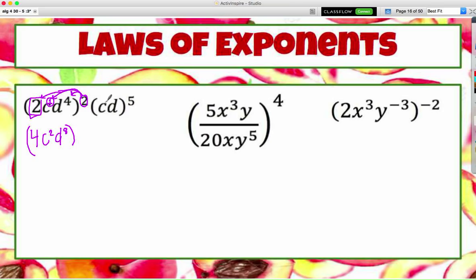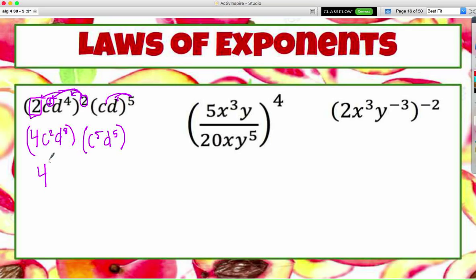On the next parentheses, there's an understood 1 with both of these, so I'll distribute the 5 to both the 1 and the 1, and since it's power to a power, they get multiplied. So that is c to the 5th, d to the 5th. From here, I'm following the product rule. 4 times no other numbers. There's an understood 1 coefficient here, so 4 times 1 would just leave us with 4.